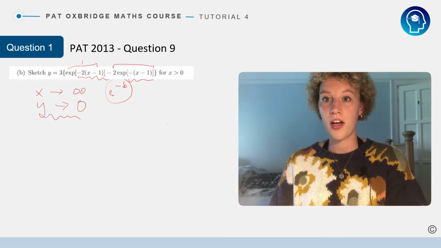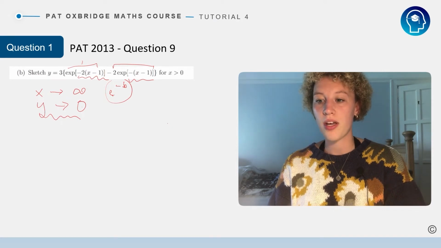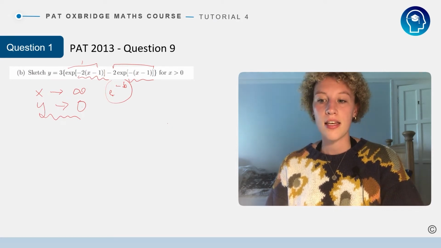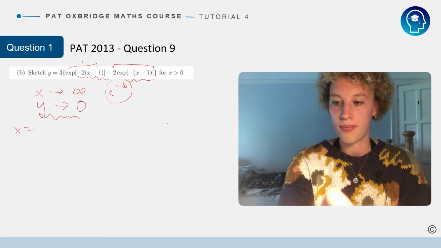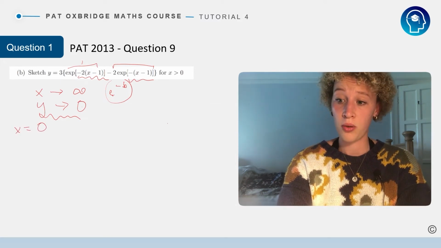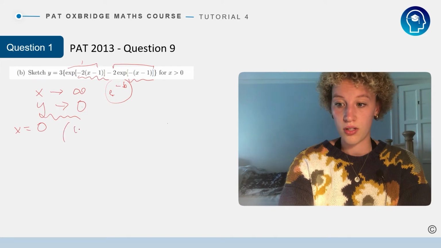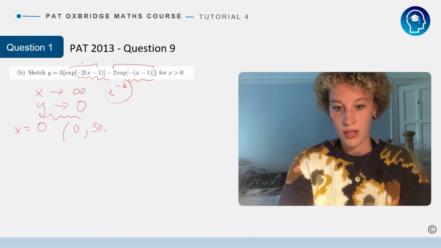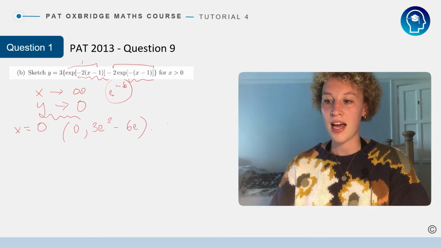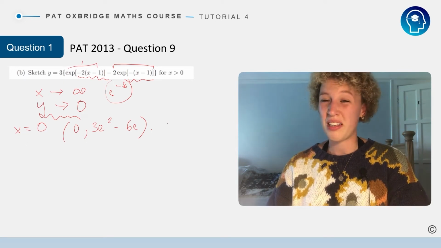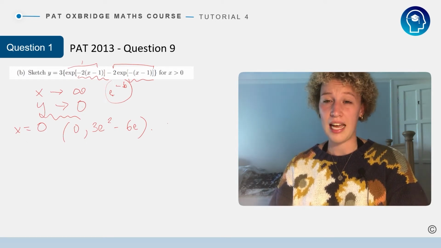Now we've determined that limit, we're going to look at the y-intercept. If you plug in x equal to 0, this will give us the coordinates 0, 3e squared minus 6e. We can determine that this is above the x-axis because e is more than 0, or you can quickly plug that into your calculator just in case you're unsure.